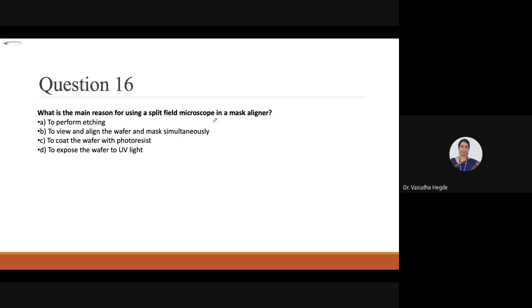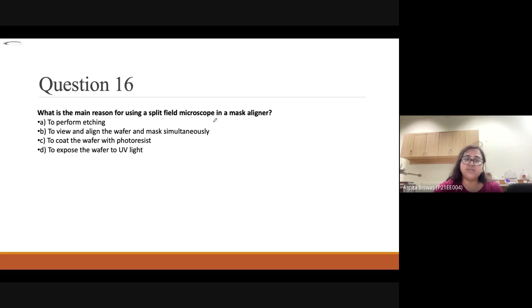I think we discussed this. This has to be B, to view and align the wafer and mask simultaneously. Can you explain a little bit about the other options? Why are you not going for option A, C, and D?